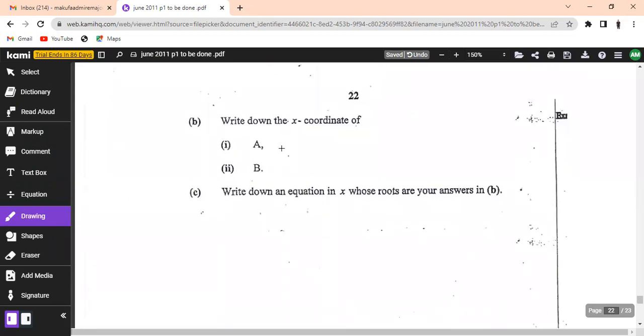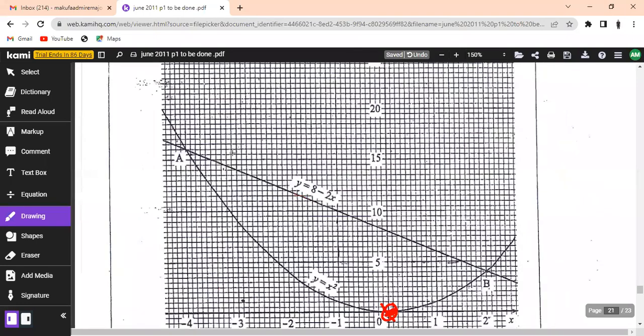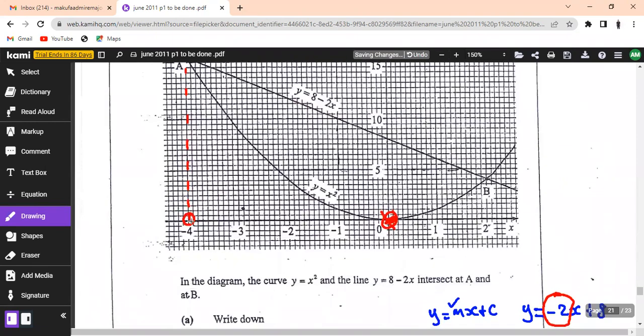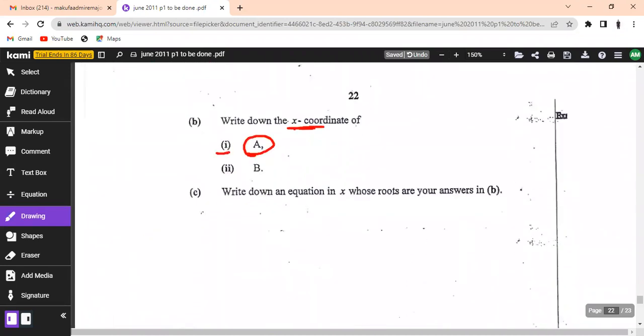Then write down the x coordinate of A. So we need the x coordinate, not the point, but just the value of x at A. So at A here, this is our A, guys. If you are to cross check, you draw a straight line directly to the x-axis. At that point, you're going to see that your x corresponds with minus 4. So that is the value of x. That is what the question is asking. So the x coordinate in this case is negative 4.